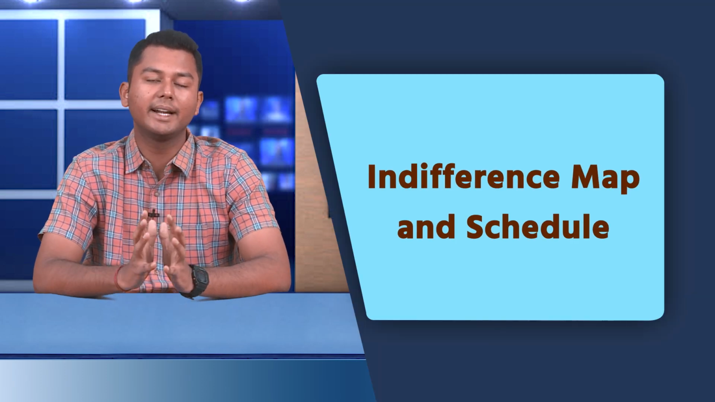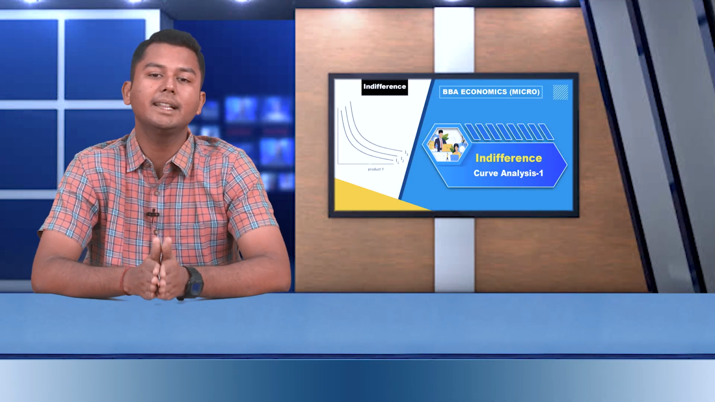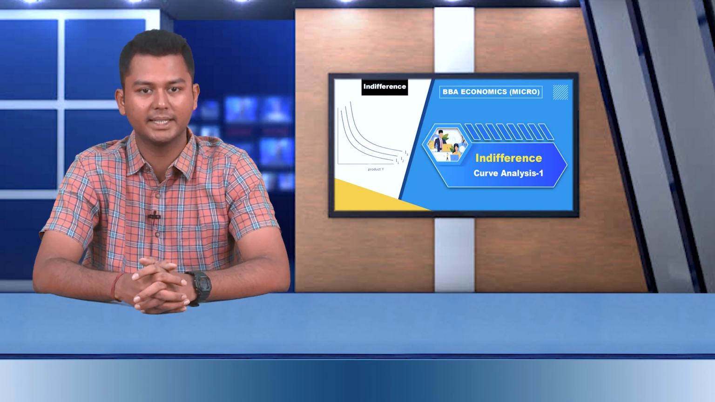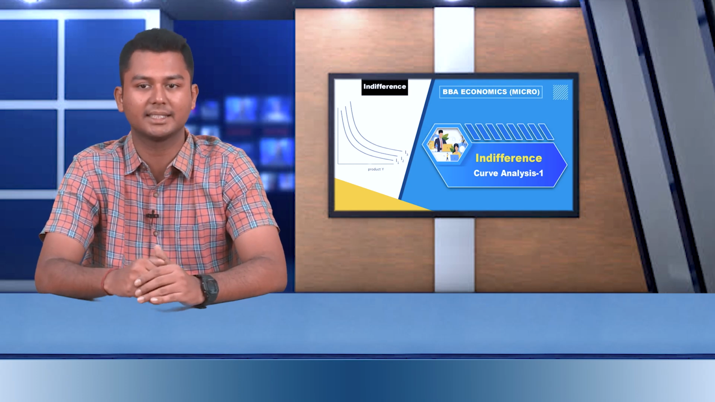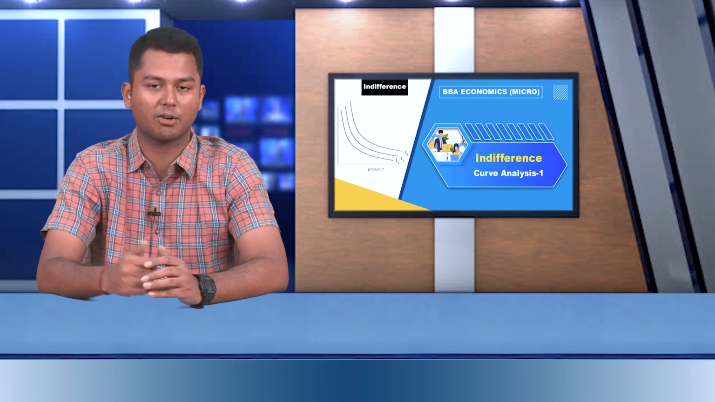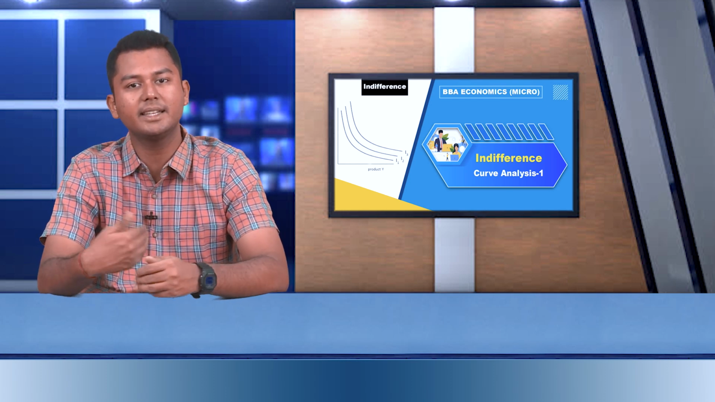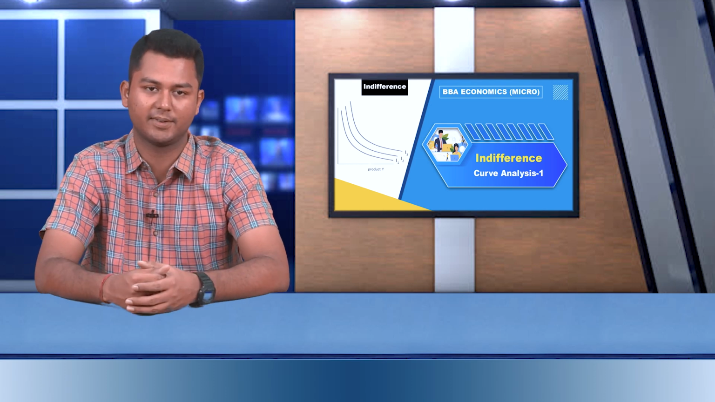Now let us move to indifference map and schedule. So from a single curve we are now moving to a complete map. While a single indifference curve shows combinations that provide equal satisfaction, an indifference map shows the complete preference structure of a consumer. It consists of multiple indifference curves, each representing a different level of satisfaction.